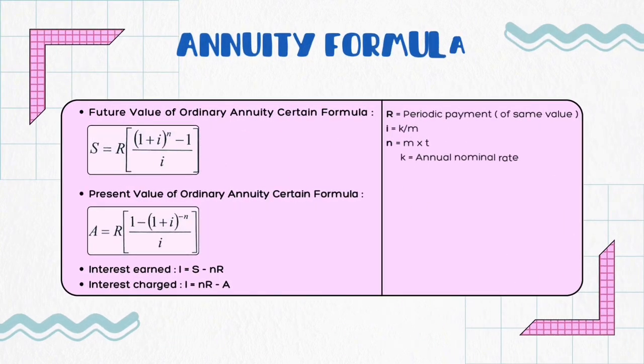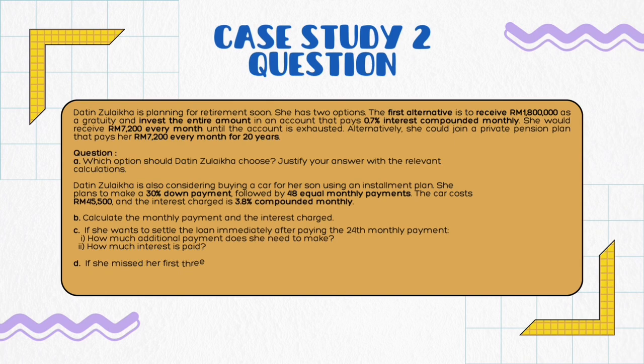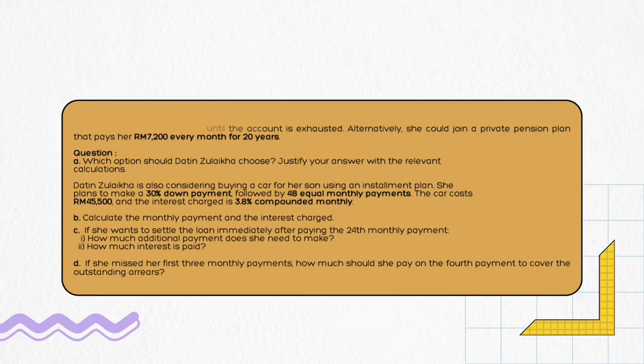So these are the formulas for annuity. There are 4 formulas for annuity, which are to find the future value, the present value, calculating interest earned, and calculating the interest charged. This is the question for case study 2. It is given 4 types of questions.